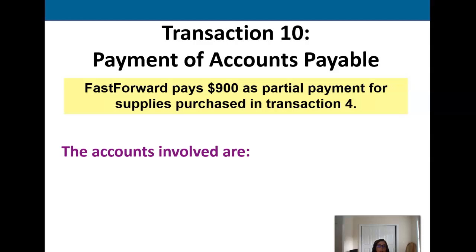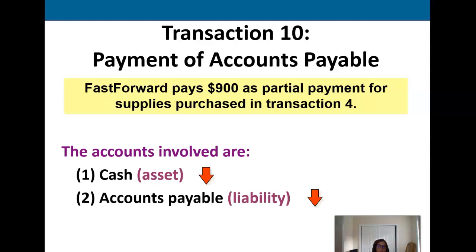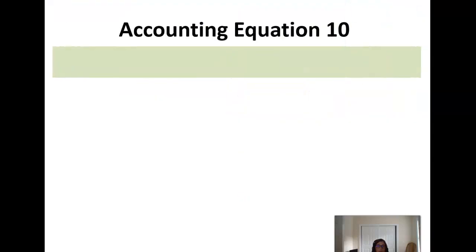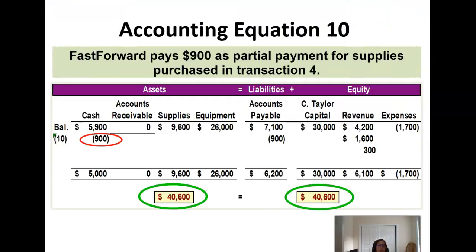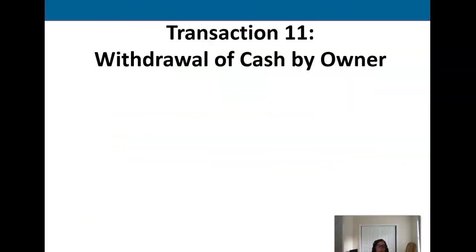So we're going to pay $900 as part of our payment for the supplies we bought back in transaction 4. So what's going to happen to our cash? It's going to go down by that $900. And then we're going to owe $900 less than we did a minute ago. So the balance in our payable account is going to go down as well. And here's what that looks like on the spreadsheet. We've got our payment from the cash, and then the reduction in our liability, and then we are in balance.